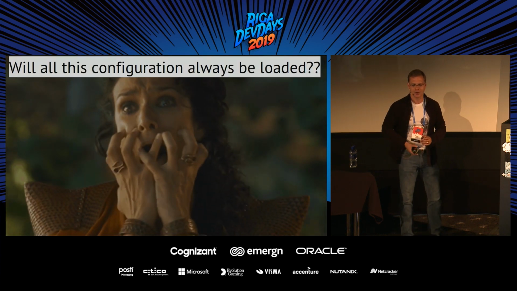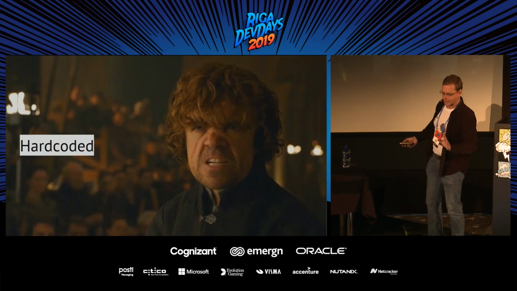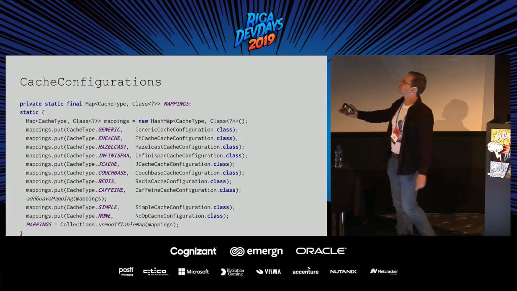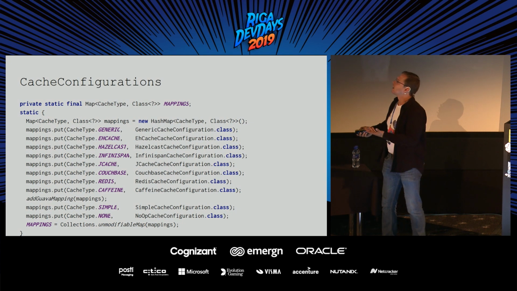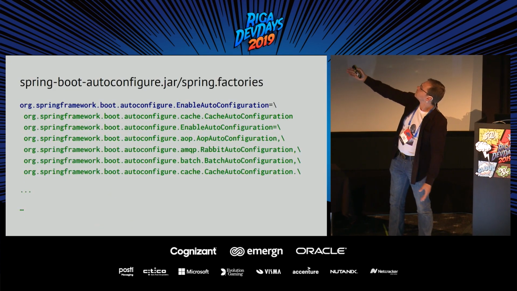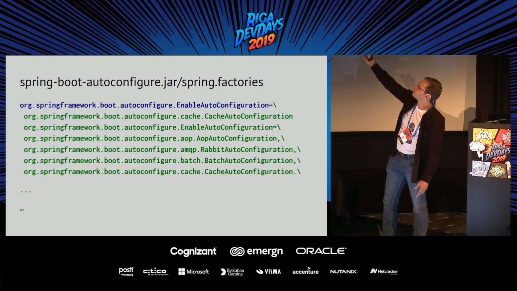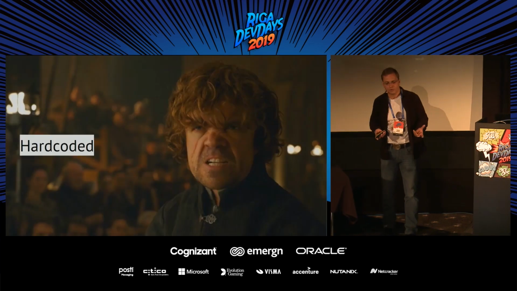And this is a question. All these configurations will always be loaded. Can you see the names here? Why do I need, for example, RedisCacheConfiguration? Maybe I don't work with Redis. Why do I need this? What about this? Here we have RabbitAutoConfiguration or CacheAutoConfiguration. Why do I need this configuration? Actually, maybe I don't need them.